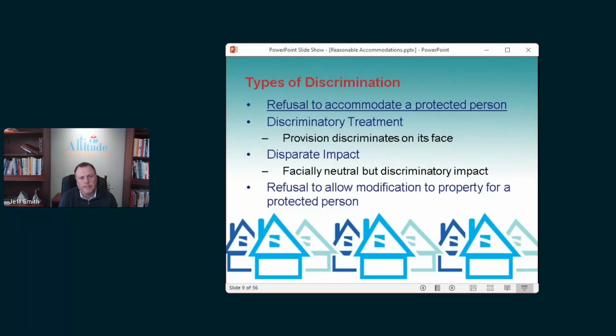All right, types of discrimination. So refusal to accommodate a protected person. That's the easiest way to describe it. You have discriminatory treatment. This is a provision in your documents that would discriminate on its face. So an example of discriminatory treatment might be a rule for adults only or children only. So maybe it's adult swim time only or something along those lines.